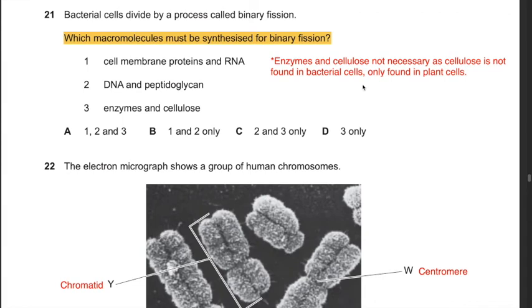Question 21. Bacterial cells divide by a process called binary fission. Which macromolecules must be synthesized for binary fission? 1. Cell membrane proteins and RNA. 2. DNA and peptidoglycan. 3. Enzymes and cellulose. Enzymes and cellulose is obviously incorrect because it consists of the word cellulose. And cellulose, if you recall correctly, is only present in plant cells, not in bacterial cells. Therefore, answers having 3 in it are incorrect, leaving us with the answer being B, 1 and 2 only. Cell membrane proteins and RNA as well as DNA and peptidoglycan are necessary for binary fission.